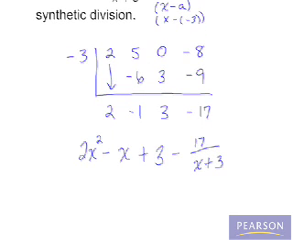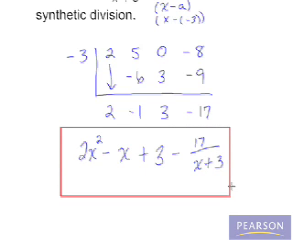So our final answer is 2x squared minus x plus 3 minus 17 over x plus 3.